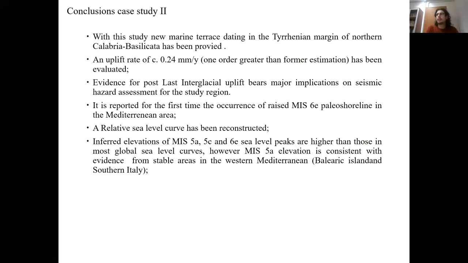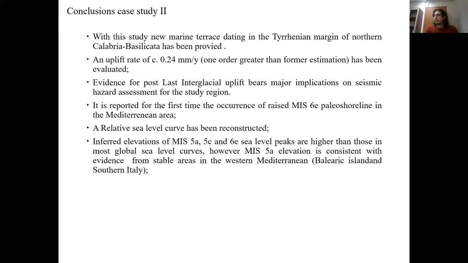So I am concluding with this study. New marine terrace dating in the Tyrrhenian margin of northern Calabria and Basilicata has been provided. An uplift rate of 0.24 has been evaluated. Evidence for post last interglacial uplift bears minor implications on seismic hazard assessments for the study region.